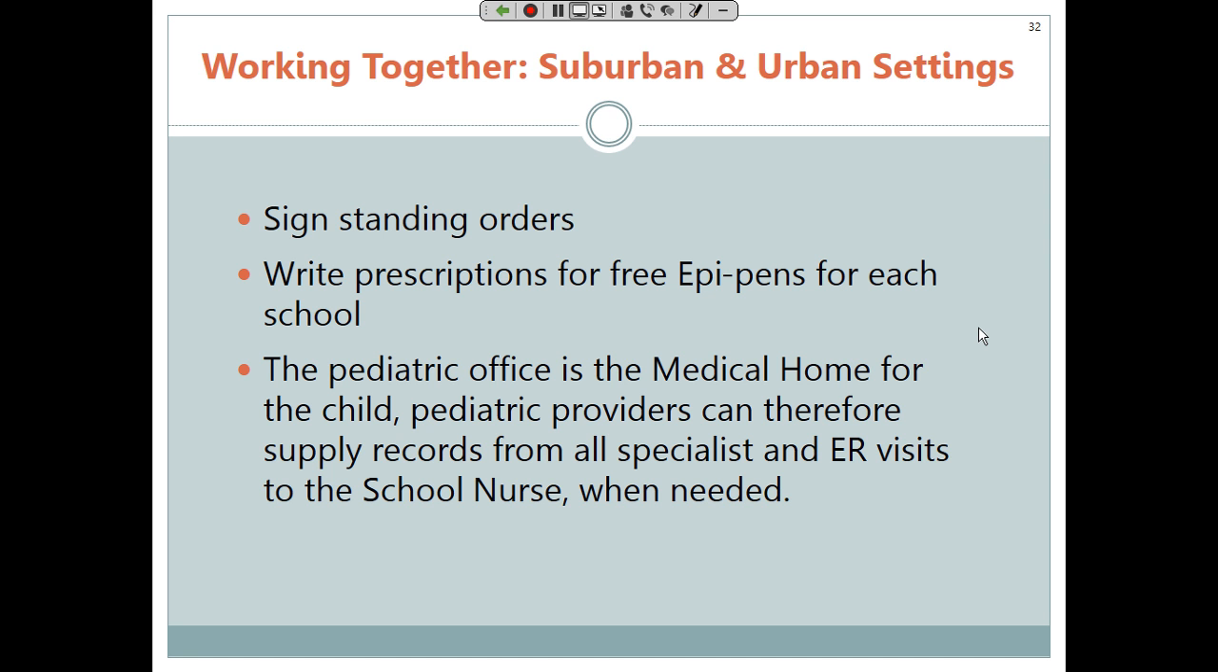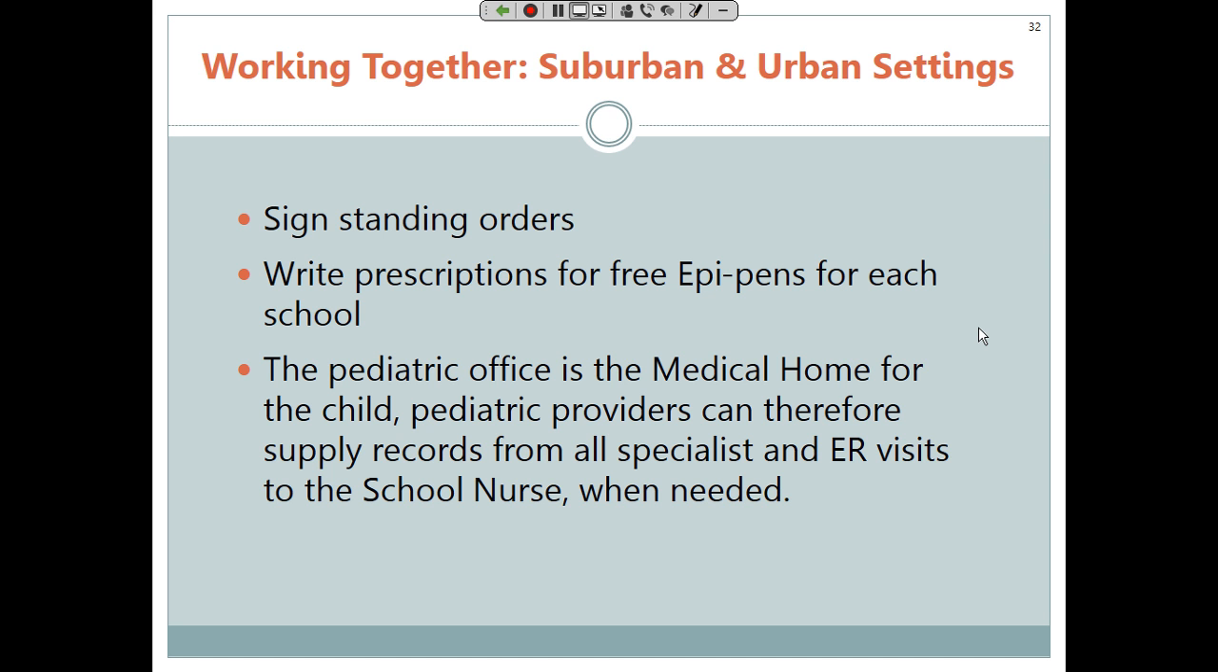Since I have a relationship with so many school nurses, I've taken on that role of helping them get their standing orders signed every year. I've also worked with the EpiPen people in getting into the schools, making sure that EpiPens are available in every school for emergencies. And we go through an educational process with the nurses to make sure that they are comfortable utilizing the EpiPens appropriately.